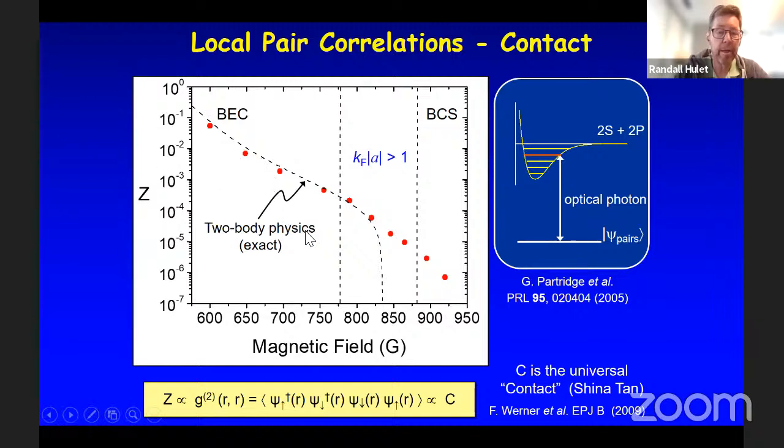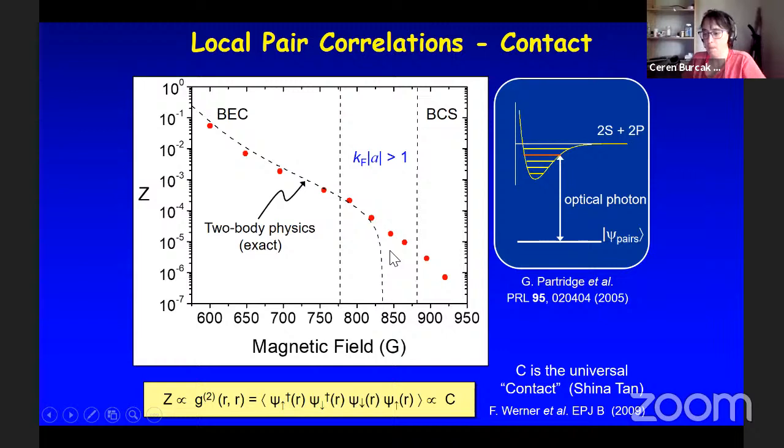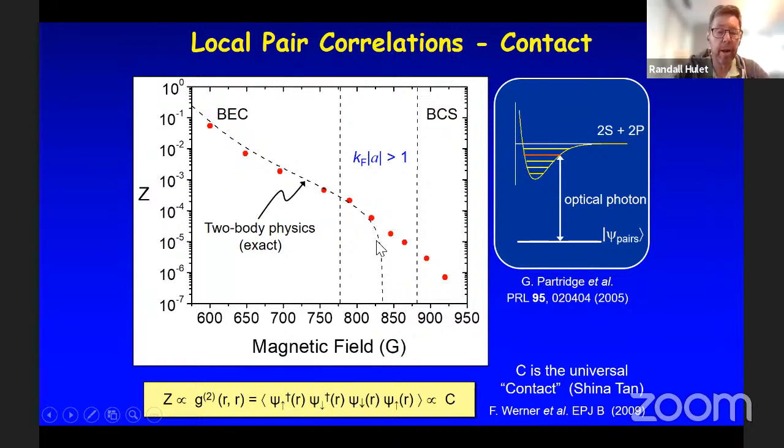So this dashed line is just purely two-body physics. If you don't include the many-body physics of the BCS mechanism, you miss a lot of the physics, because it's clearly not following this exact two-body calculation. Okay, thanks. So yeah, that's a very good point. So this was drawn this way to contrast reality, which is given by the experiment, with this very simple model of considering only two-body physics.